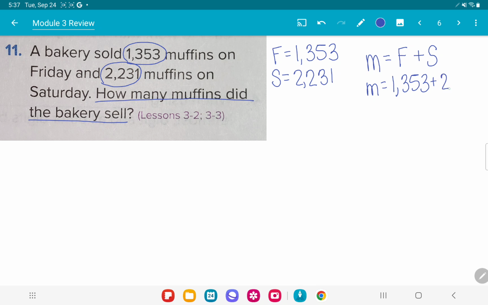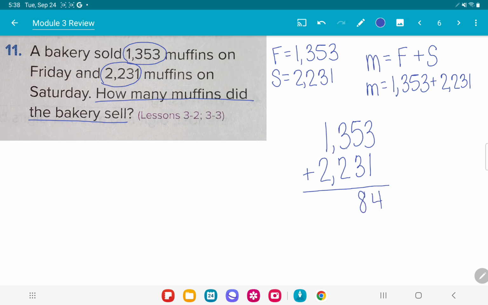1,353 plus 2,231. I'm going to line these up and use the standard algorithm to add. I've made sure all my place values are lined up correctly. Starting in my smallest place value, 3 plus 1 is 4, 5 plus 3 is 8, 3 plus 2 is 5, and 1 plus 2 is 3. So the bakery sold 3,584 muffins.